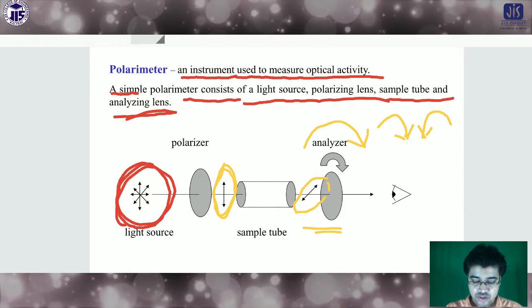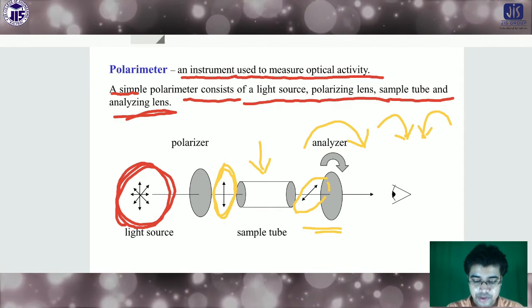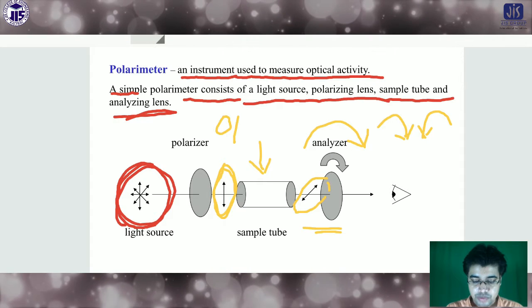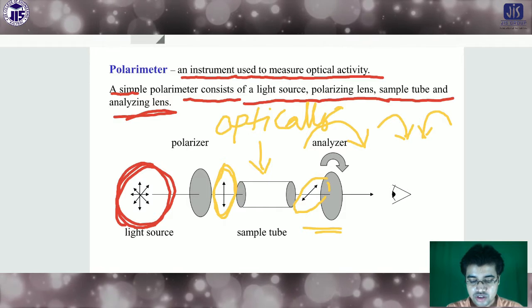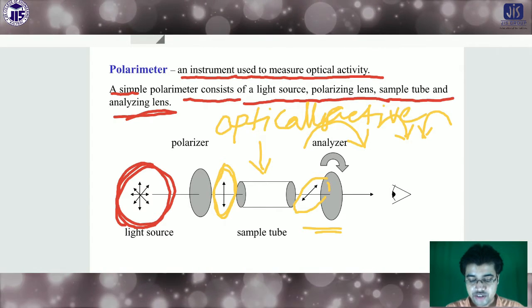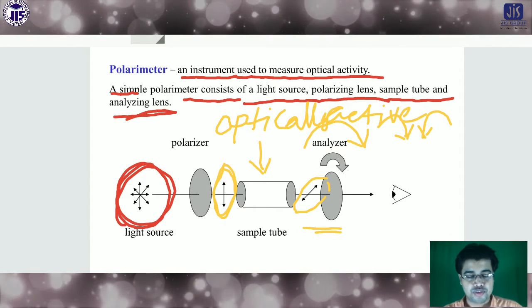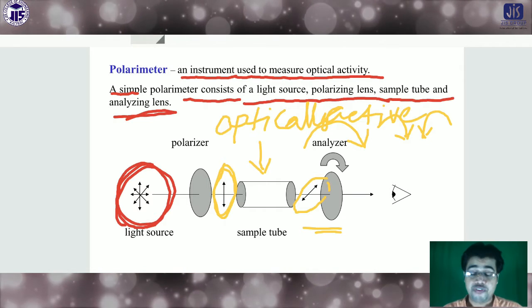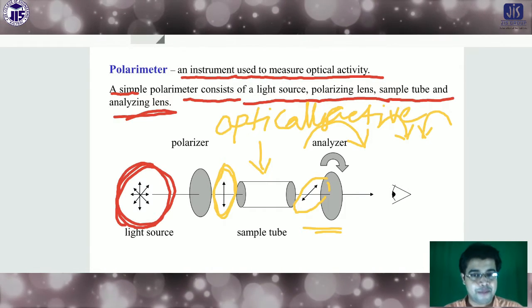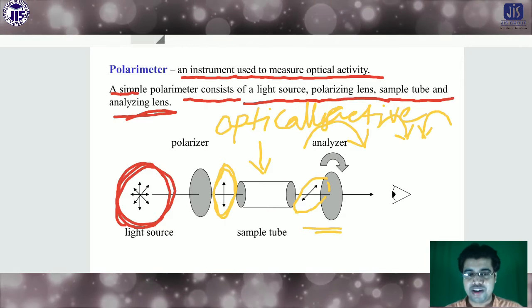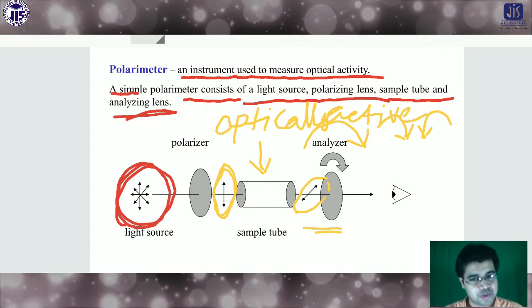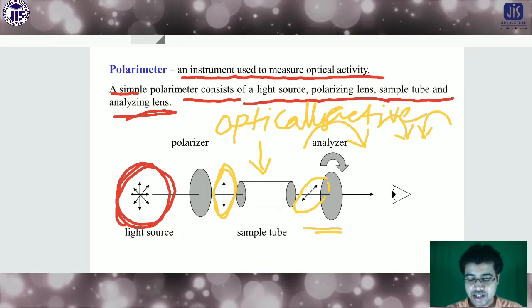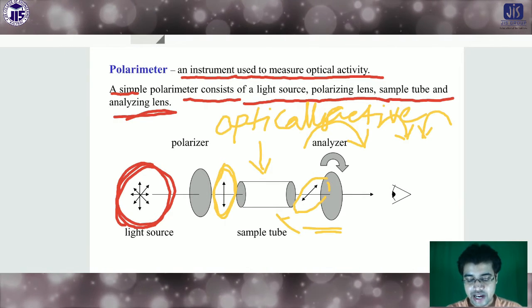This sample is optically active. Why optically active? Because it rotates the plane of the plane polarized light. If any sample is able to rotate the plane of plane polarized light, the sample is called an optically active sample.